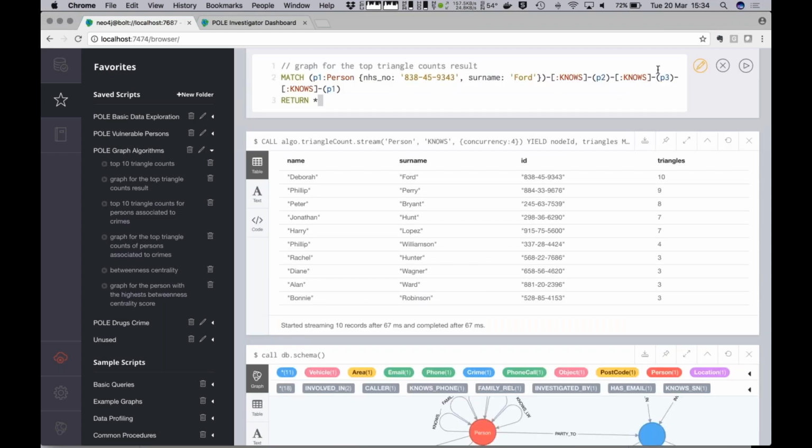So it might help explain this a little more visually by running a query and taking a look at Deborah Ford and the triangles that she's part of. So you can see in the query here at the top where Deborah Ford knows person 2 knows person 3, and that person 3 knows Deborah Ford. And we're not following the direction of the knows relationship. We're ignoring it, so it doesn't matter in what direction that knows relationship is stored in the graph as long as those people know each other.